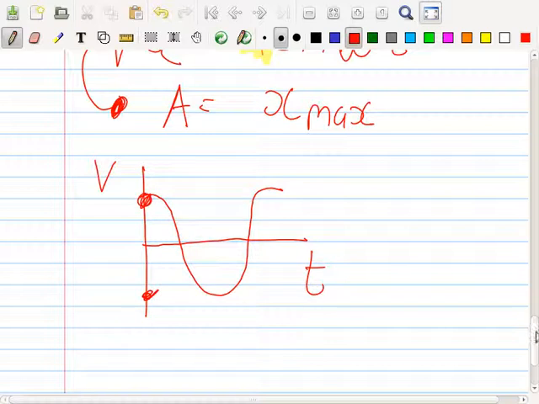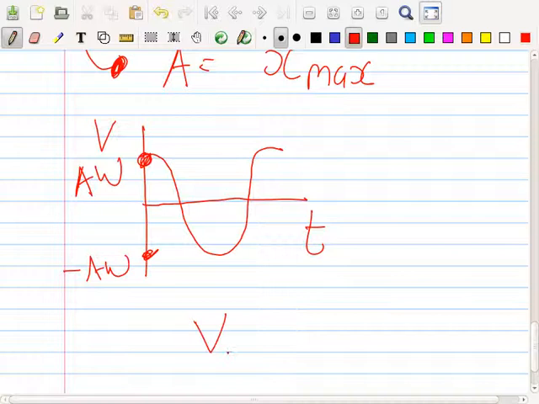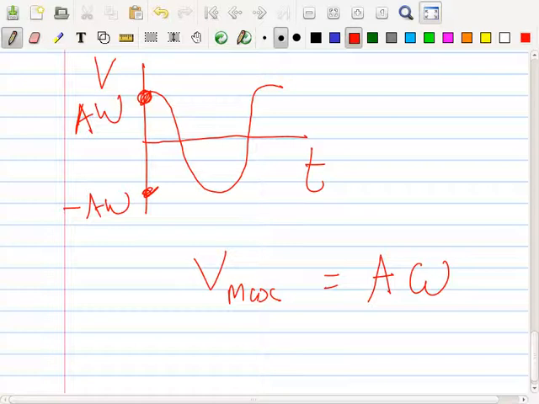Now, in fact, I can't prove this until we do calculus, but this point here on the graph will actually be A omega, and this one here will be minus A omega. So in other words, the maximum velocity, or maximum speed, will equal the maximum length times omega. A is the maximum length, and V, the maximum velocity, will equal the maximum length multiplied by omega. And I haven't told you what omega is yet.